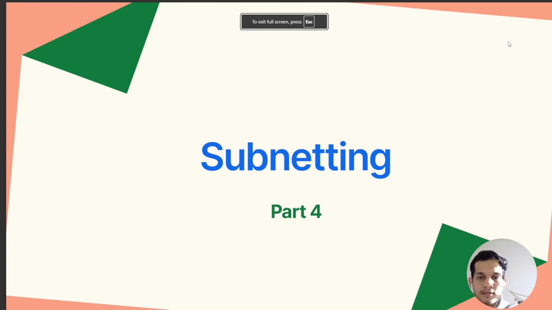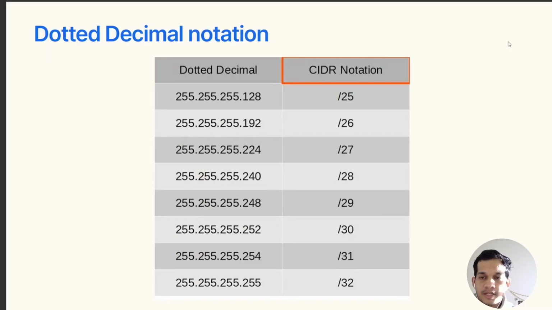Welcome guys. In this video we are going to study subnetting part 4. Last part we saw a couple of notations and problems, and we saw VLSM. I forgot to show you the dotted decimal notation, so what is this dotted decimal?